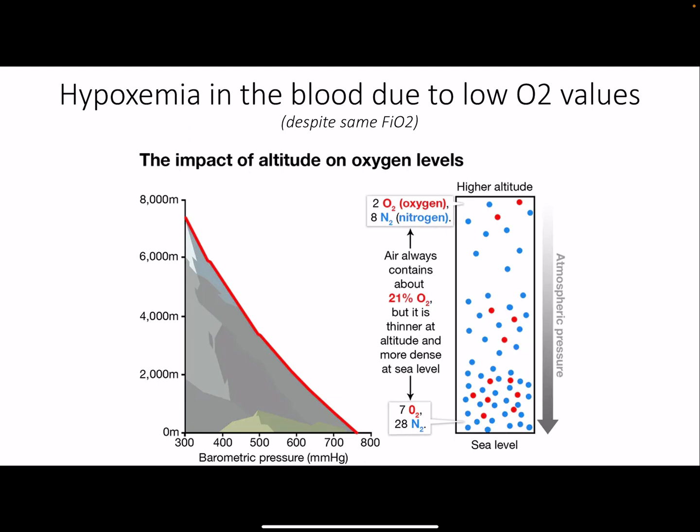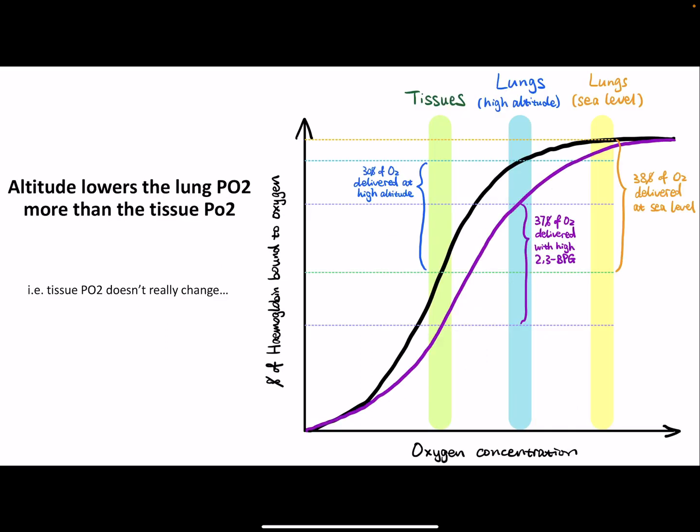When you go up in altitude, 21% of the atmospheric pressure is oxygen. That doesn't change if you go up in the air. It's just the total amount. So we might have 760 down here, and we might have like 400 up here, but it's still 21% regardless of where you are. And this is sometimes called the fraction of inspired oxygen, that 21%.